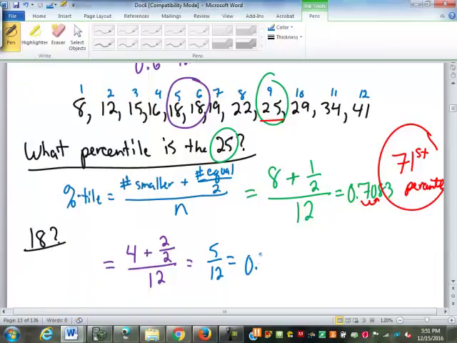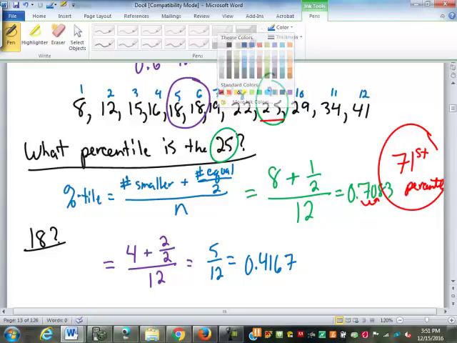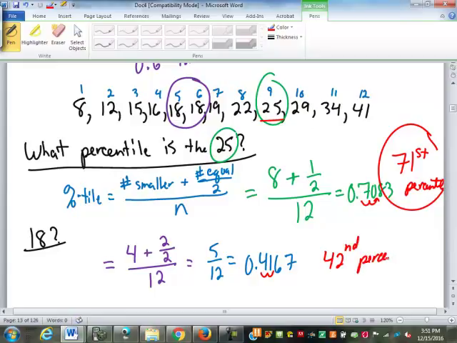41.66, so 0.4167 we'll round it to. And to make that a percent, we're going to move it over 2 spots. 41.6 or 42, so it's the 42nd percentile. What do you think? Not bad?